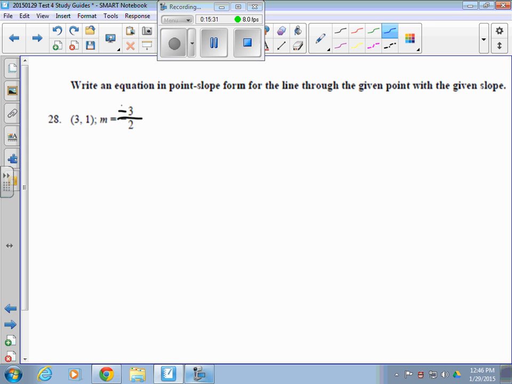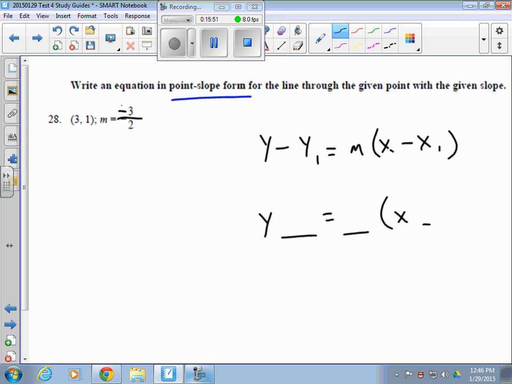28 says write an equation in point slope form, passing through the point with the given slope. This is point slope form right here. We hadn't used it a whole ton. y minus y sub 1 is equal to m times x minus x sub 1. When you write this, you write it as y minus y sub 1 equals m times x minus x sub 1. You plug the values in.